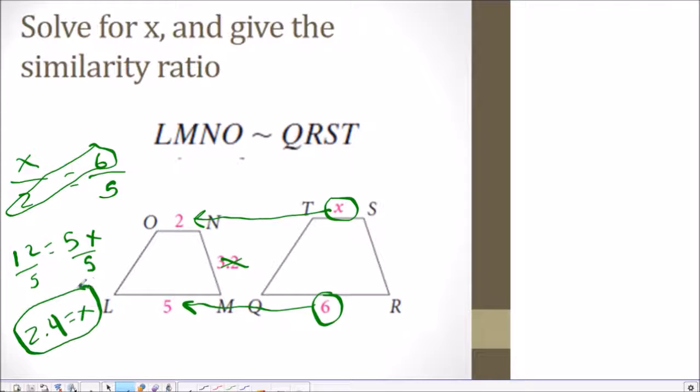We should always pause and double check, make sure that number makes sense. This is 2. Did we expect this x to be bigger than 2? Yeah, probably. It's a bigger shape, a little bit bigger, so 2.4 is probably reasonable, and it's still less than 6, and we can see visually this is less than 6. So we're done.